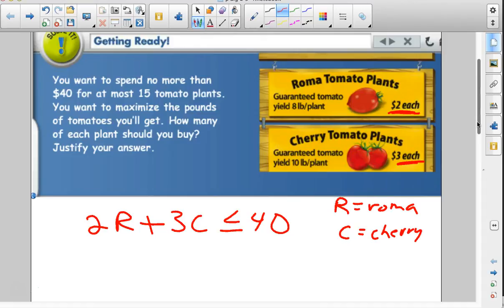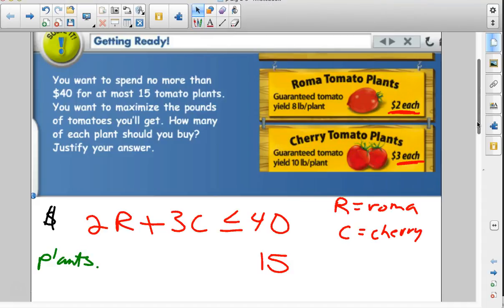And there was another number up there when I was reading through this, and it said for at most 15 tomato plants. Okay, so this one has to be about plants. This first one was all about money, and this one will be about the plants. So I'm looking around, and first of all, it said at most 15 tomato plants. So can we have 14? Could we have exactly 15? Could we have 16? So it can't be greater than. It has to be less than or equal to.